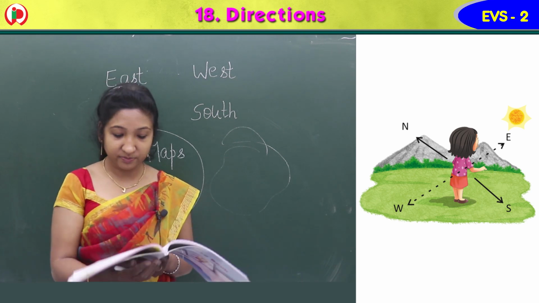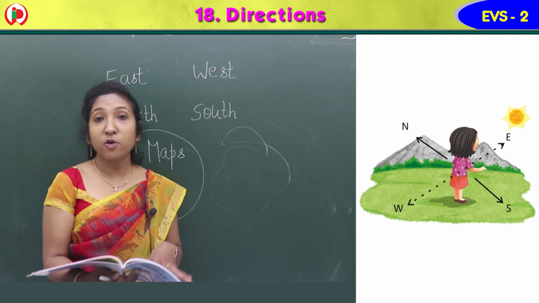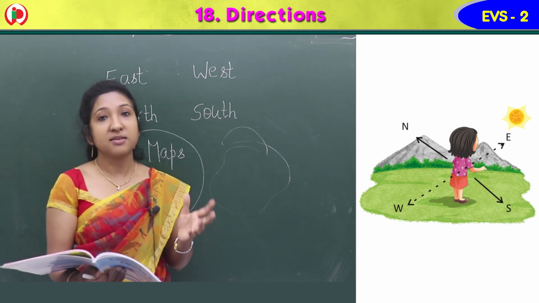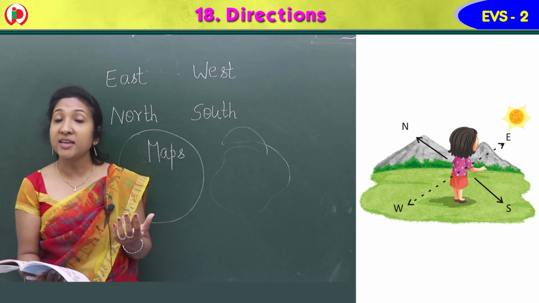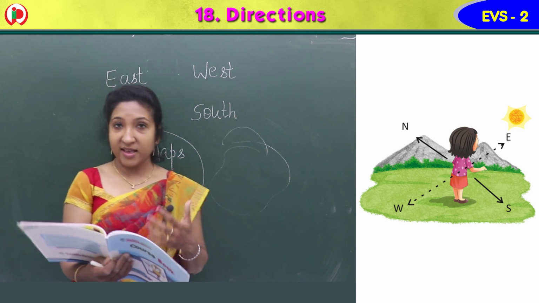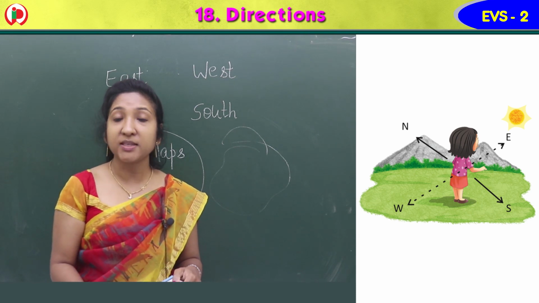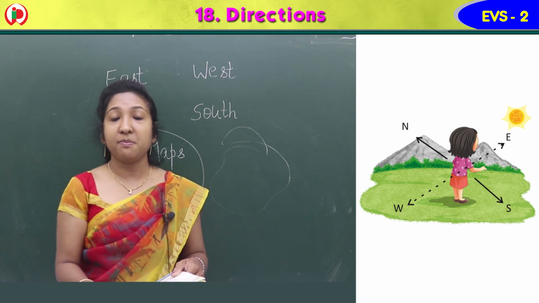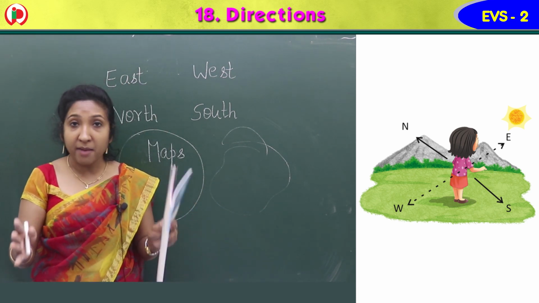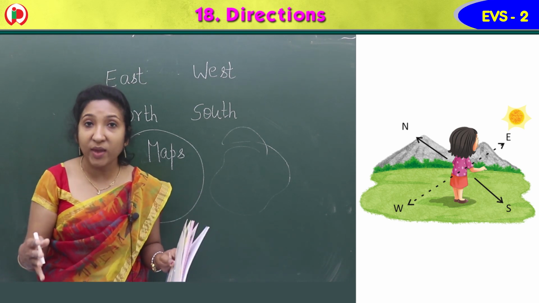Okay, so we learned about four main directions. The four main directions are east, west, north and south. The sun rises in the east. The sun sets in the west, isn't it? Yes. And these directions help us in reading maps. A drawing of the earth is called a map. On the map, we can see the directions marked in a different way.